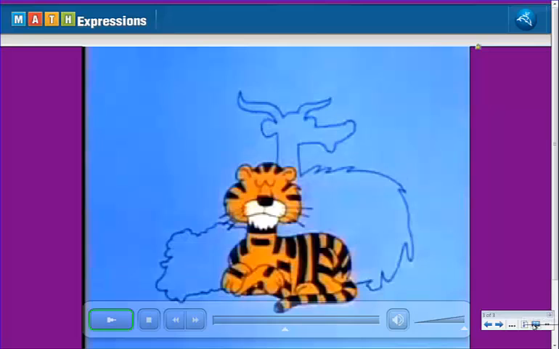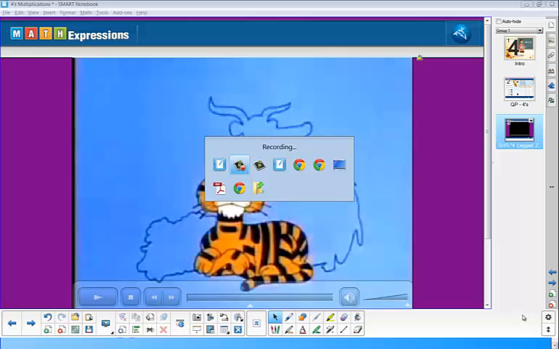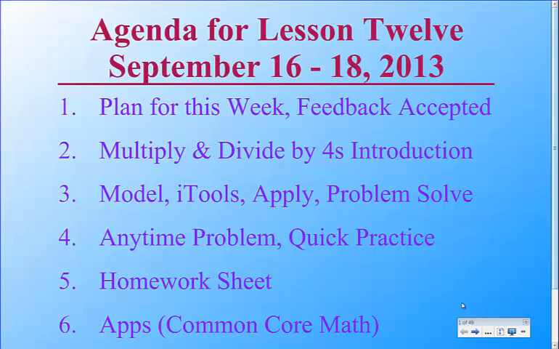And I know you can find that online, and hopefully I can post it as a link, but we need to move on. We've got more to do. So let's go back to the rest of our lesson, multiply and divide.